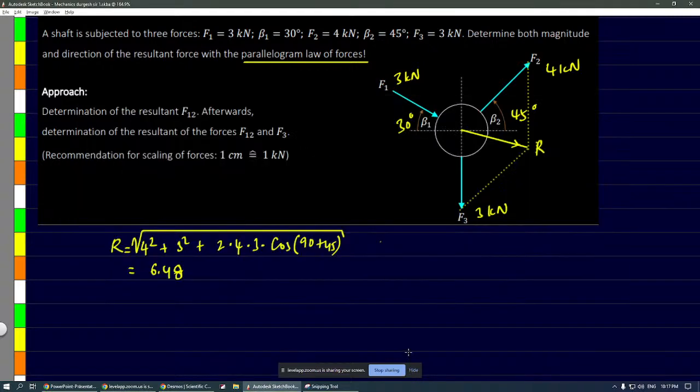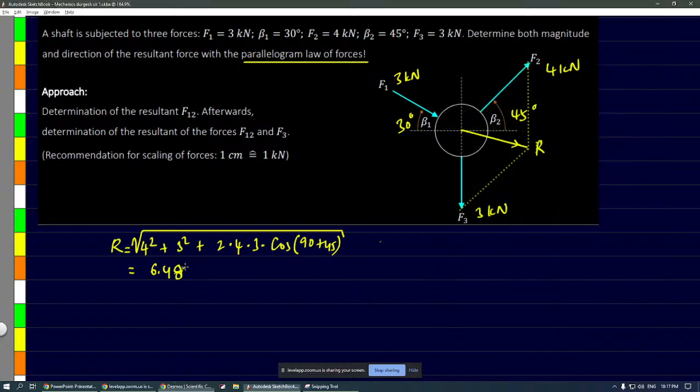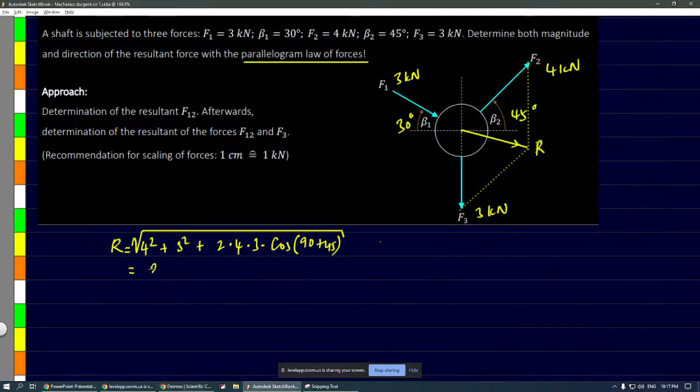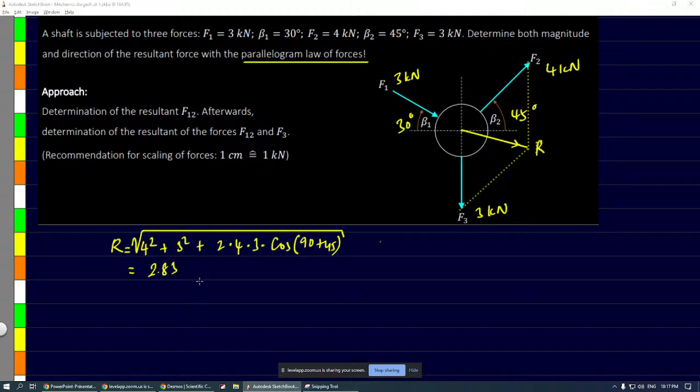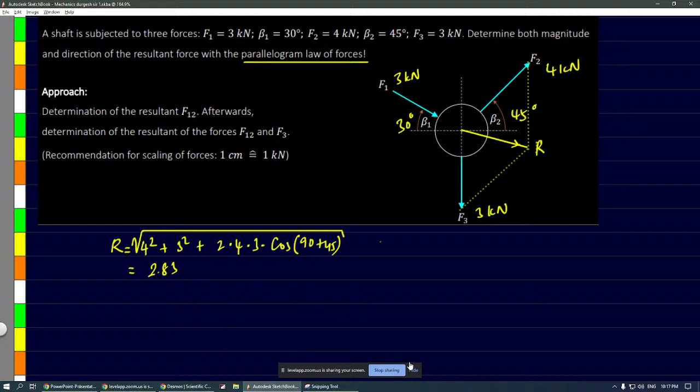One minute, I think I made a mistake. It's not 45, it's 90 plus 45. My mistake. 2.83, correct. I took cos 45, that's why it came out wrong. So 2.83 or 2.84, sir, 2.83 is coming for me. Okay, so that is the magnitude of the resultant.